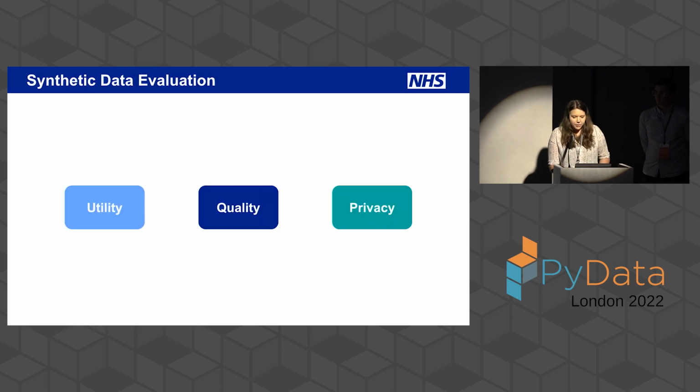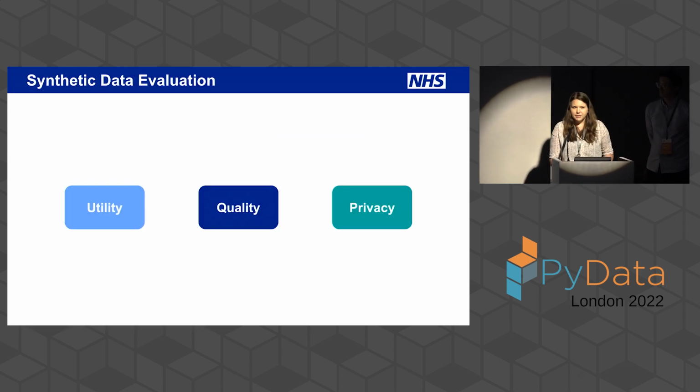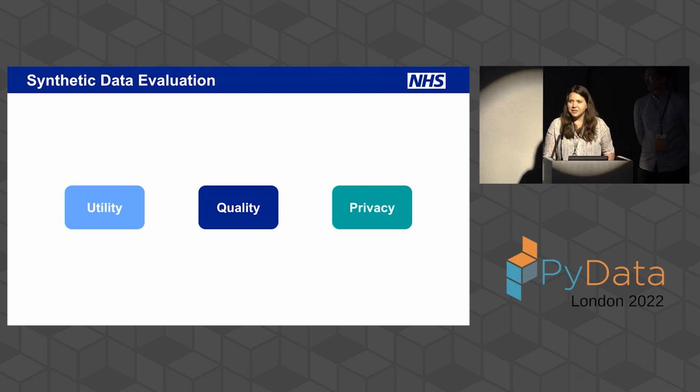Thank you, Matt. So I'm going to talk about how we evaluate synthetic data. How do we make sure that what the output is looks good? And we classify the evaluations into three different concepts. So we have utility, quality, and privacy.